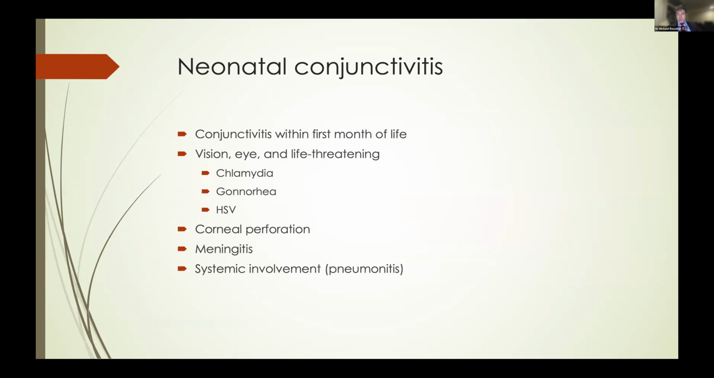Now, neonatal conjunctivitis is a different story, and it is one of the true ophthalmic emergencies. The definition of neonatal conjunctivitis is any conjunctivitis occurring within the first month of life. The reason it's serious is because it can lead to corneal perforation, permanent visual loss, and if an infection is established that is serious enough, it can actually be life-threatening.